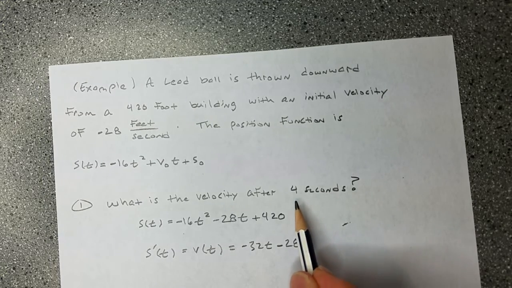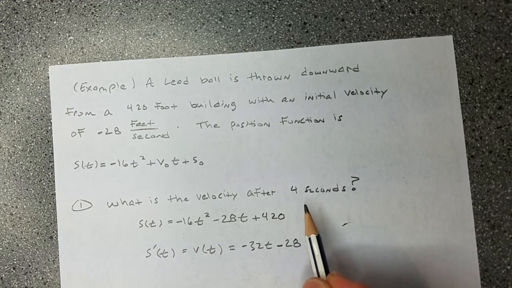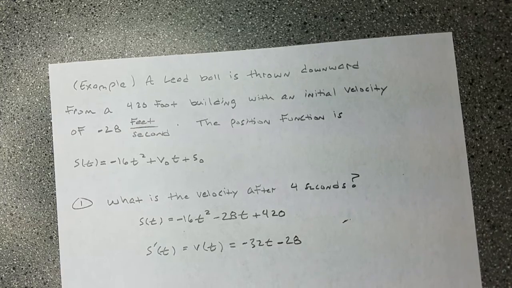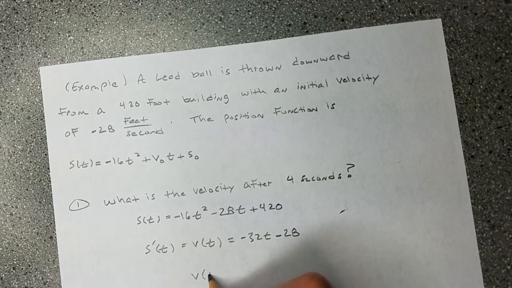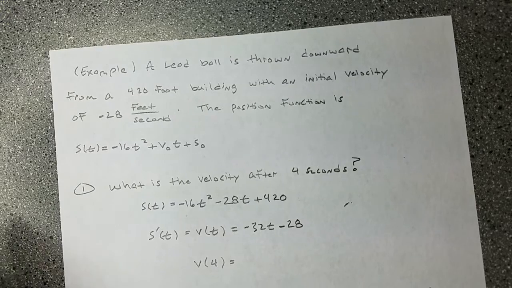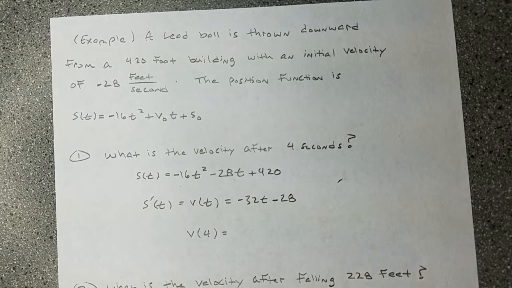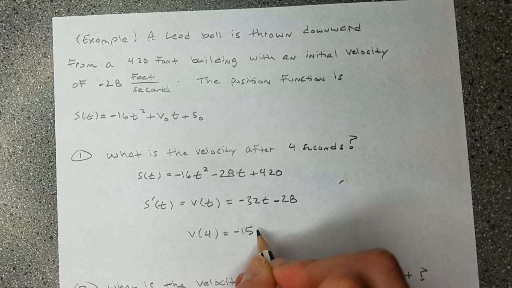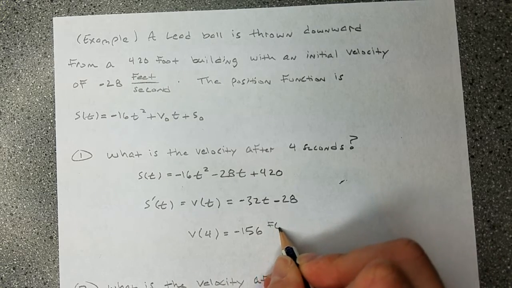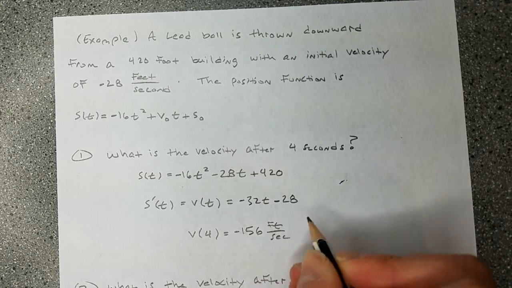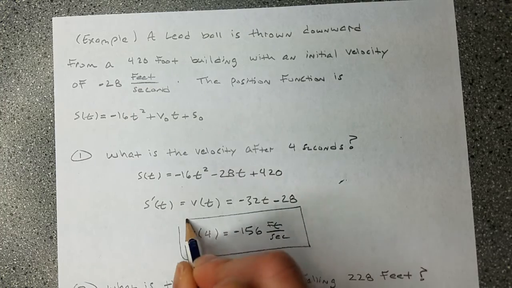And to find it at the moment when t is 4, you just put 4 into it, all right? So I'm looking for the instantaneous velocity at the instant when t is 4 seconds, okay? Negative 32 times 4 minus 28. So I get negative 156. Negative 156 what? Feet per second? Yeah, there you go. Okay.